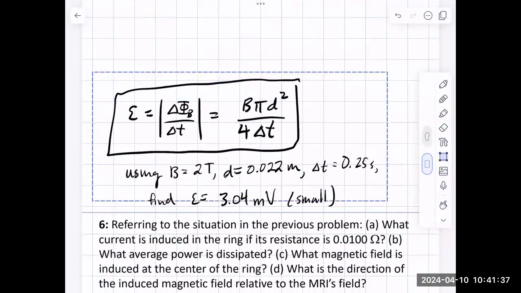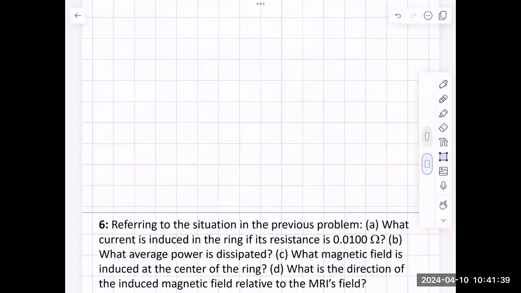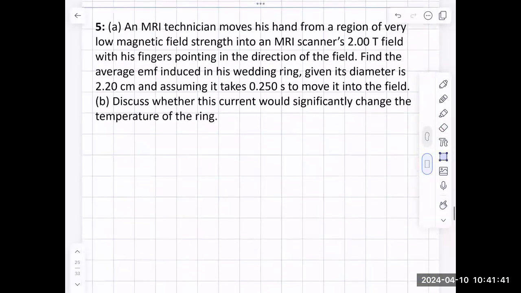Okay, so in this example, what we're going to have is an MRI technician. So magnetic resonance imaging. This is someone who works at a hospital. These MRI machines generate large magnetic fields, and then you stick a person's body in there, and you can do some magnetic imaging.